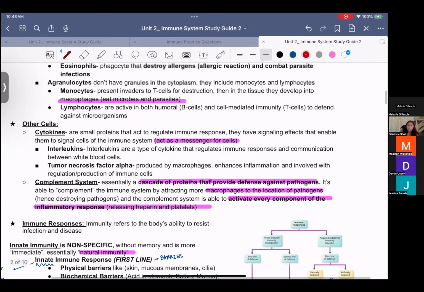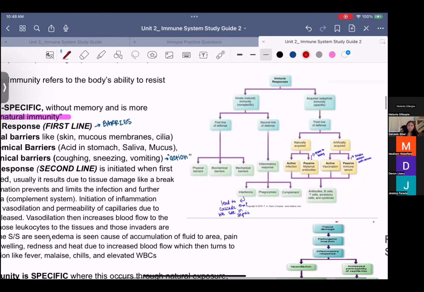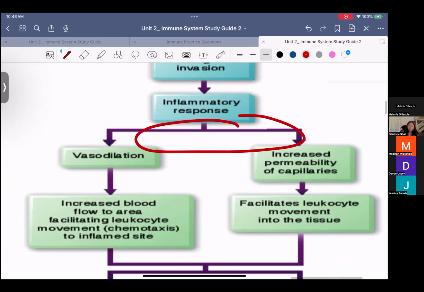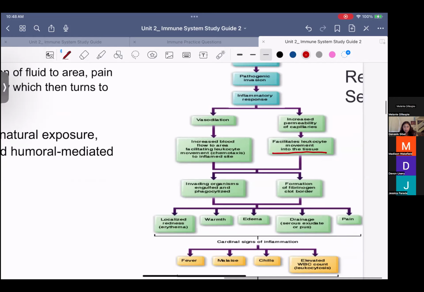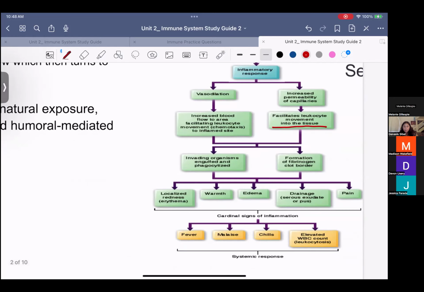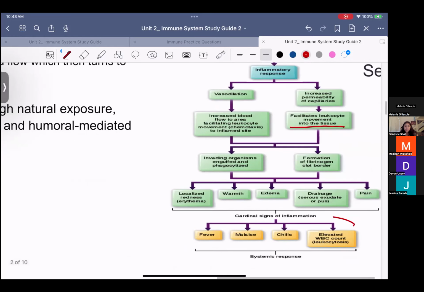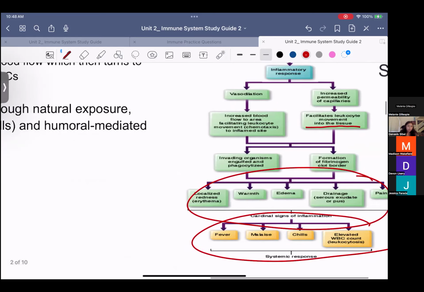So it can't just be one or the other. It has to be both of them because they both help. They increase the blood flow to that site so that all of those WBCs can go there. And then the permeability is what allows those WBCs that are in the vessel to go into that other space, the interstitial fluid, to travel to the tissue site. So I hope that makes sense. But yeah, and then you see that there with these signs and with these symptoms as well.